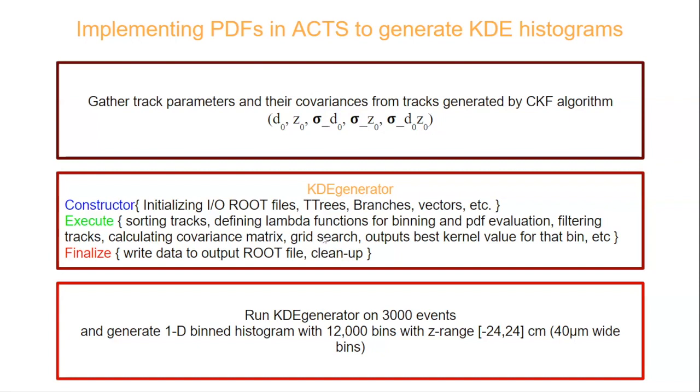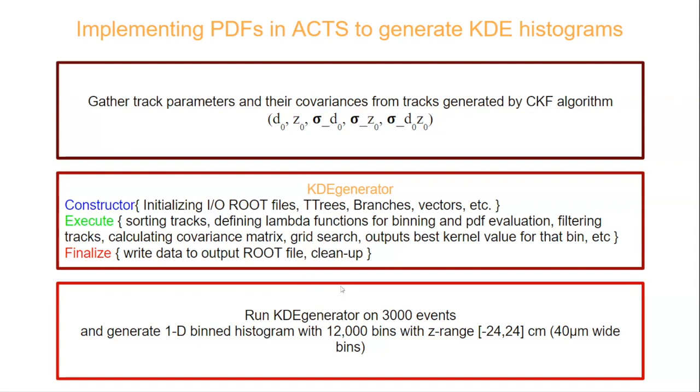We defined multiple lambda functions for binning and for the evaluation of the probability density functions. We filter the tracks to only have the desired, good tracks. We calculate the covariance matrix for each track, perform a grid search, and we output the best kernel value for that bin. In the finalize, we just do a cleanup to ensure there are no memory leaks, and we write this data into an output root file.